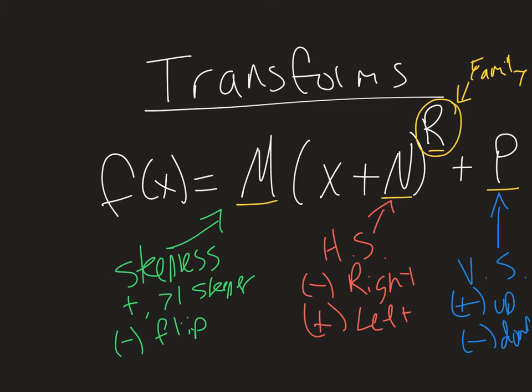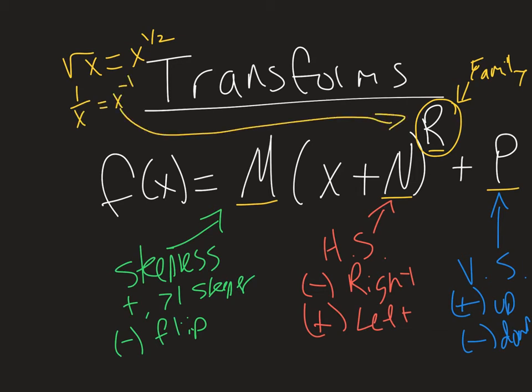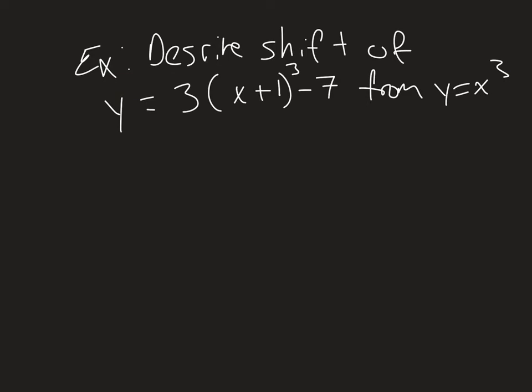But before we do, I just want to make a quick note here about this R. A lot of functions, especially the ones we've just talked about, we can write with that power. So like square root of x, that equals x to the 1/2 power. And if we're looking at 1 over x, well, that's x to the -1 power. You can still use R to kind of classify what family you're in, and all the other thoughts still apply. So let's take a look at an example.